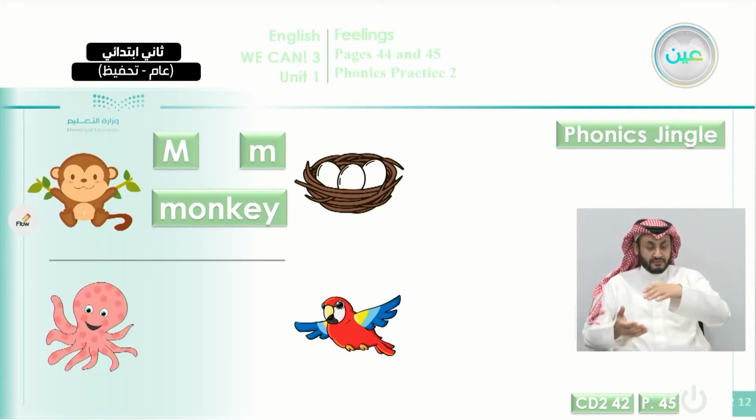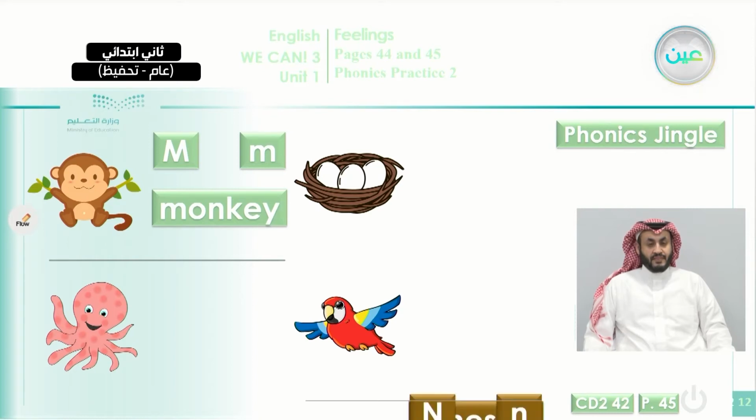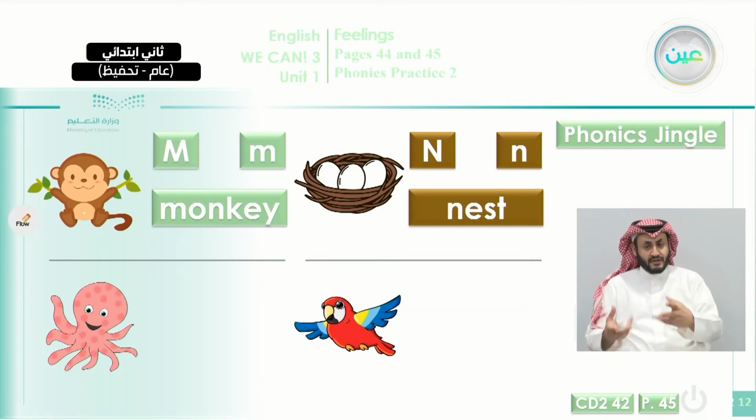The word monkey starts with M. You can write it, as we said before, in capital, as you can see in the first square here, or you can write it in small, as in the second square. Okay, and the next one here, as we said before, it is a nest. The word nest starts with N. You can write it in capital, as you can see in the first one, or you can write it in small, as in the second square.